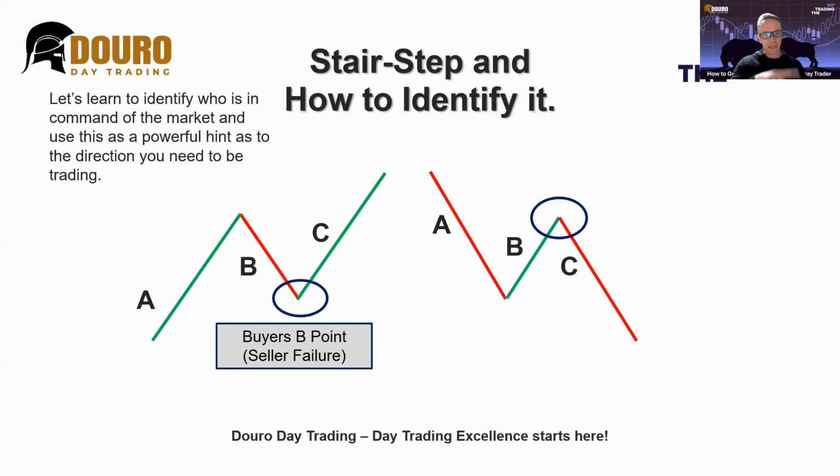So if you see that little ABC pattern on the left, we refer to where the sellers sold down and failed, and the buyers burst onto the scene, you could call it the buyers' launch point, or the buyers' burst point. That's where they burst onto the scene and took control. That is effectively called the buyer B point. So you've got the A and the B and then the C. Where the sellers failed and the buyers took over is called the buyers B point.